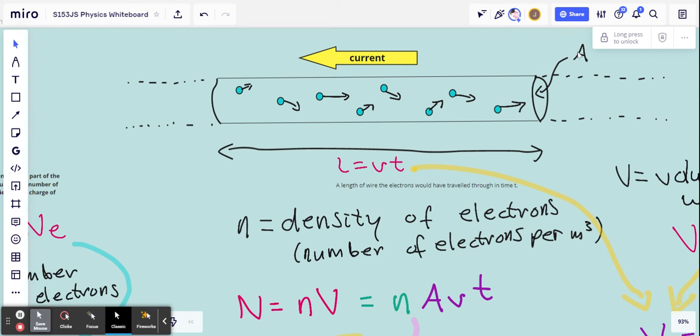It has a cross-sectional area A, and the v is how fast the electrons are moving. So the length of the wire is going to be equal to the velocity the electrons are moving multiplied by the time we're thinking about, that it takes them to move from the beginning of L to the end. That would be how many electrons would pass through this length of the wire.